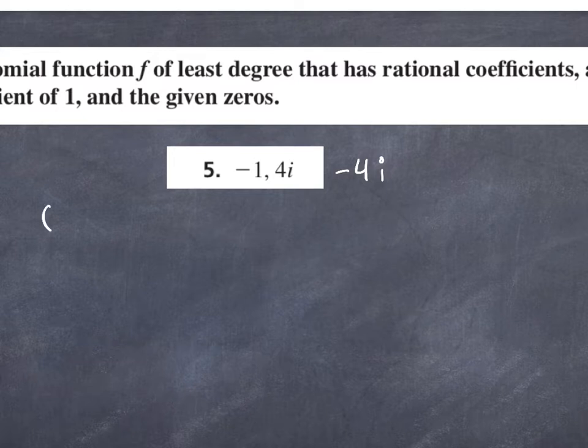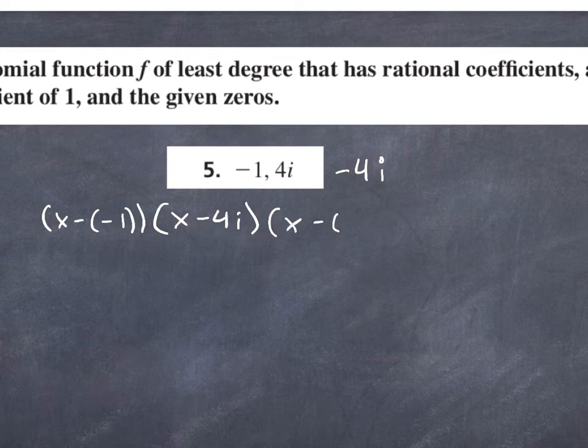So we're going to put this into our factored form. So we have x minus -1 times x minus 4i times x minus -4i. So it's always x minus your 0. And now we can go in and clean it up a little bit.